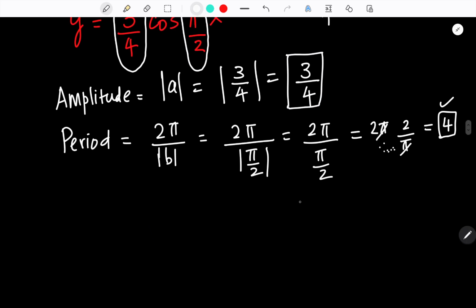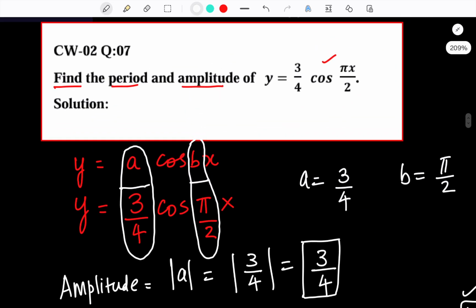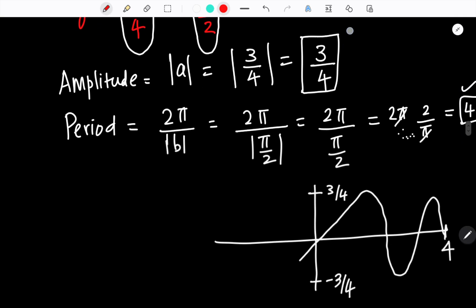So once again, I'll give you a clear idea. Suppose you are drawing this curve, you should go up to 4 for the period. And you should go here 3 by 4, and here minus 3 by 4. Keep in your mind, this is a cosine curve, so it goes like this. Clear? In this way it will go. I'm not doing the sketch. A sketch means the proper sketch you have to do, taking the table and everything. I'm not doing it here because this question is just to find the period and amplitude. There is no sketch.